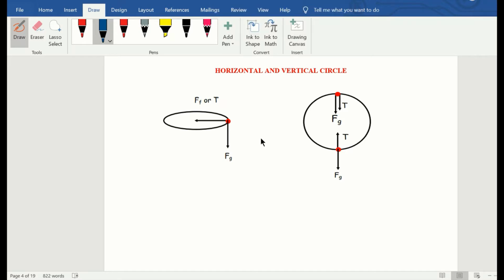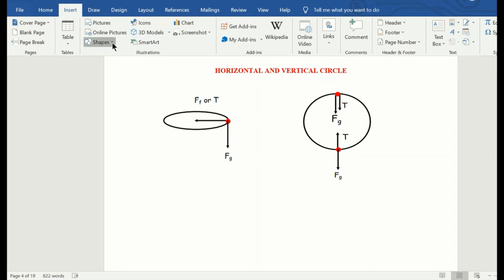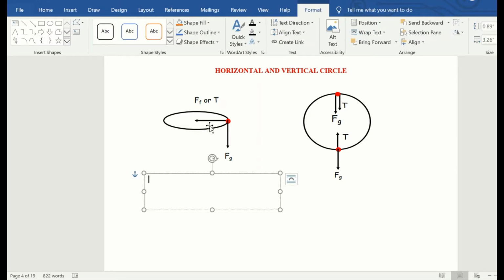Let's look at horizontal and vertical circles. The first question you will have to ask is: what is a horizontal circle? As you can see on this diagram, it has the tension that is towards the center, and it has the weight that is going down. In this circle, the weight does not interact with the tension because it is perpendicular to the tension. So in this circle, the weight is ignored, because the weight does not interact.